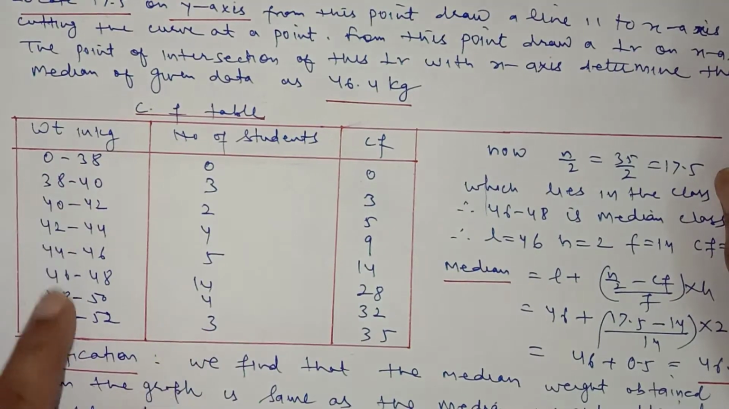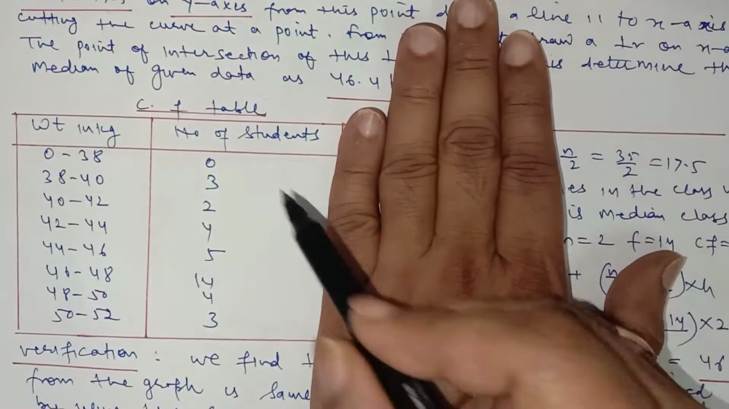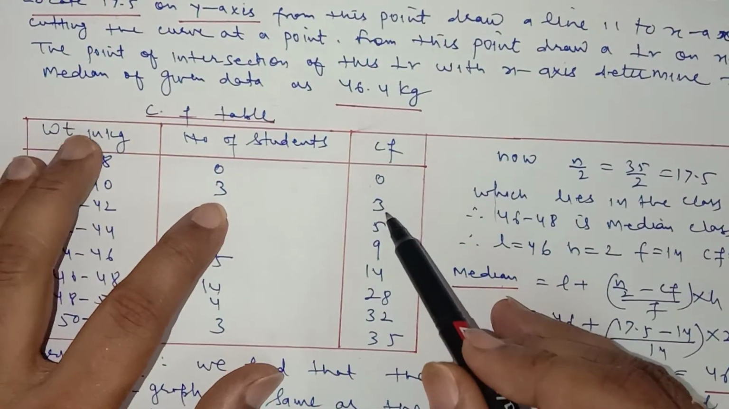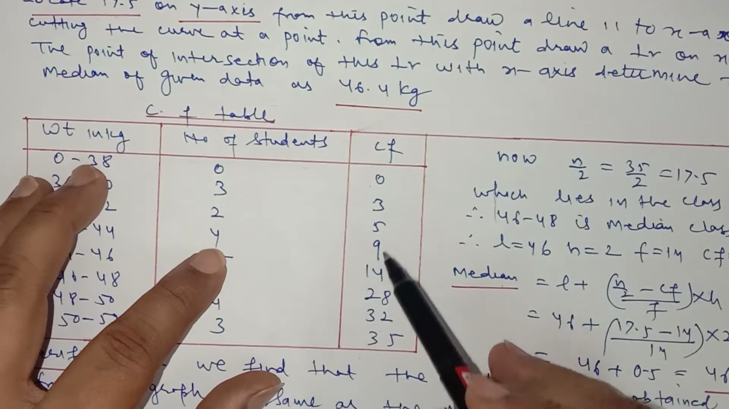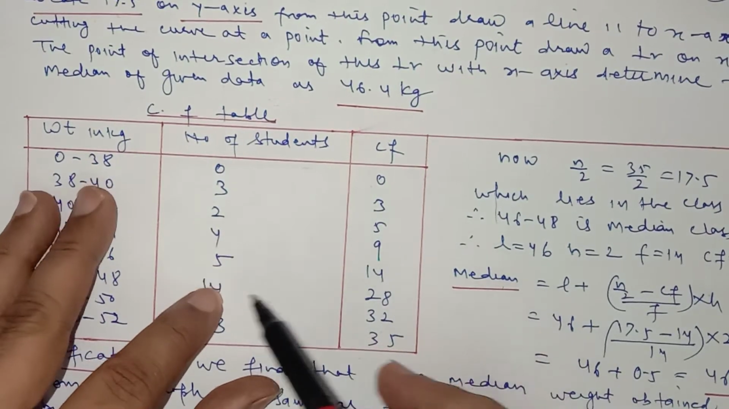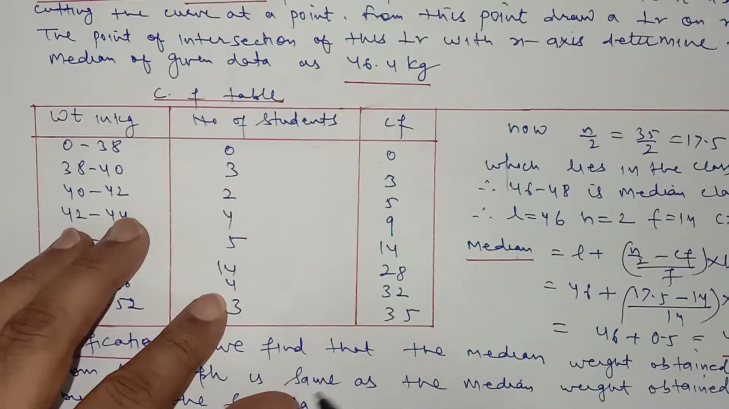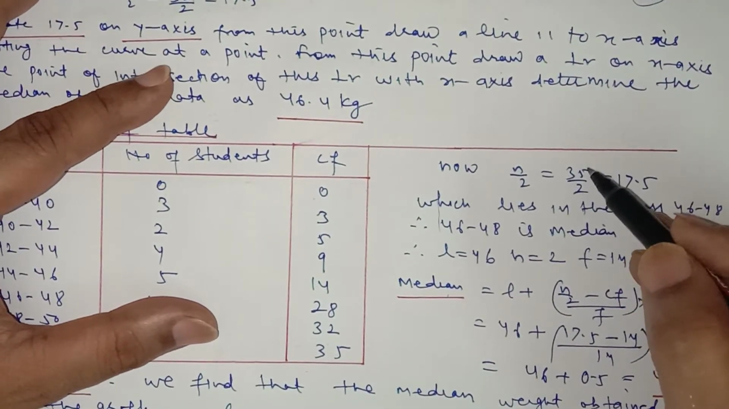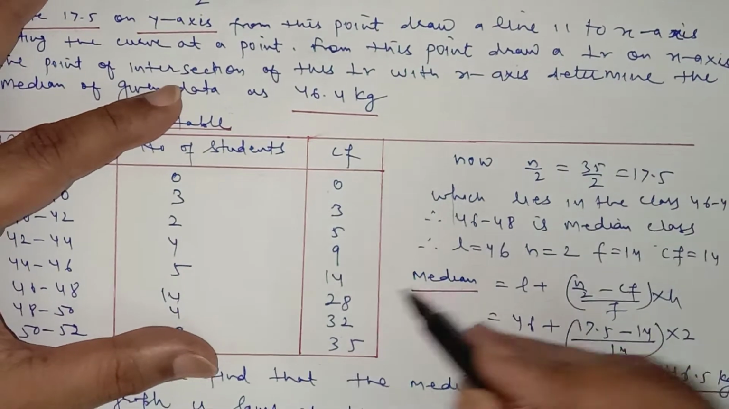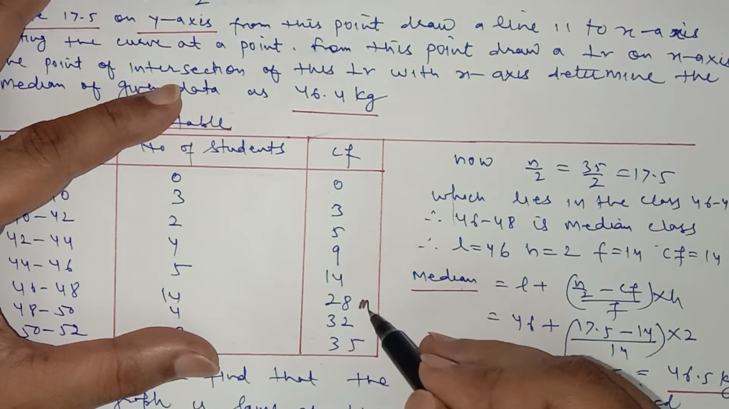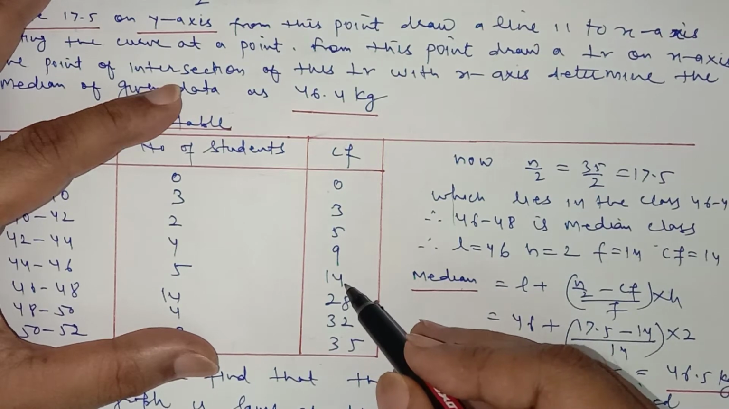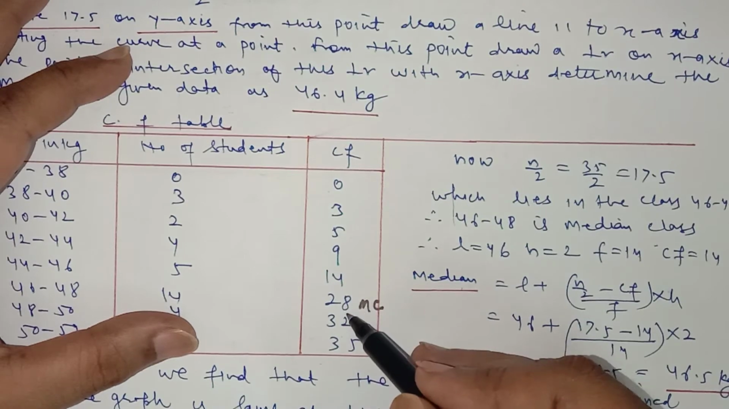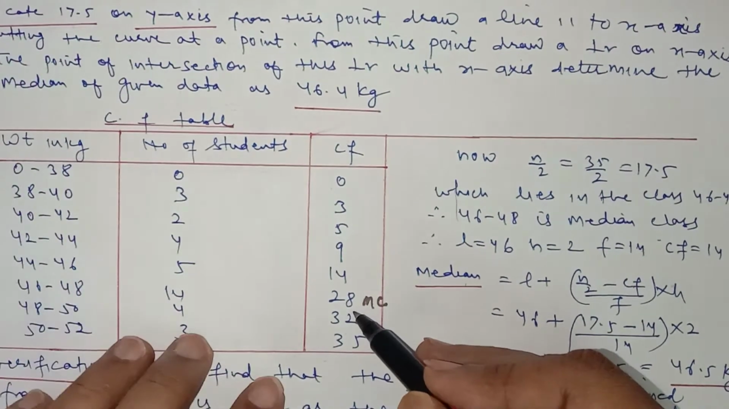The table is given with the number of students, so you have to find the cumulative frequency. The cumulative frequency is first as it is, 3, then 2 plus 3 is 5, 4 plus 5 is 9, 5 plus 9 is 14, 14 plus 14 is 28, and so on. Then you have to find n by 2, which we already found in the graph also, 35 upon 2, which is 17.5, and it is lying in this. So this will be the median class, because from 14 onwards the data is lying in this class interval.